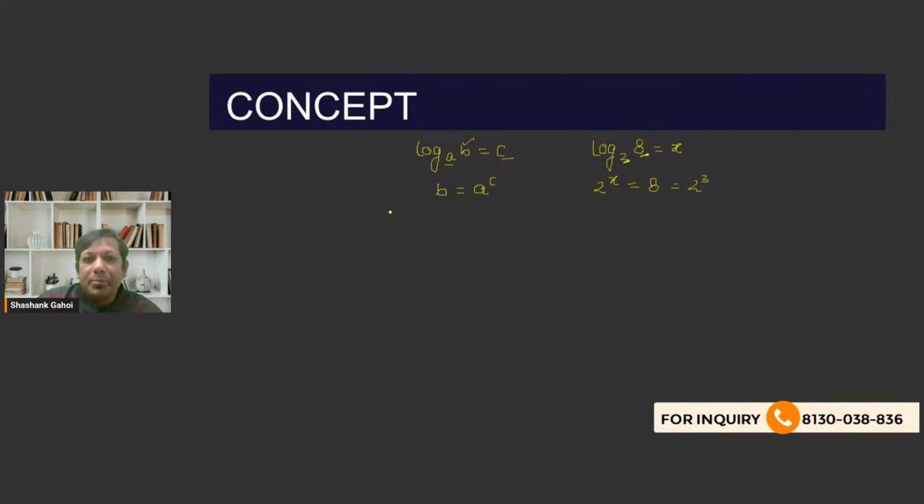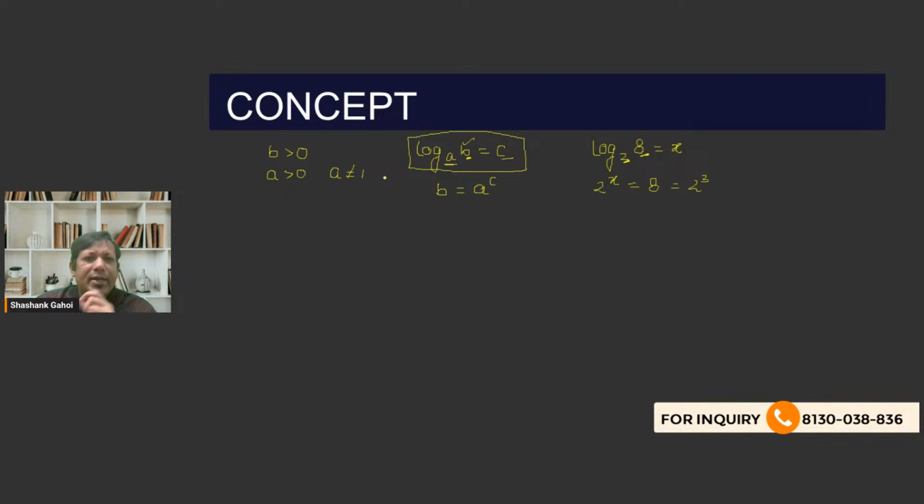Now what are the conditions? If I'm writing like this, then what are the conditions we are going to assume? Inside the log, I'm talking about the number b. You can never have a negative number, as well as you can never have a number that is equal to 0. It means b should always be positive. Now what is the condition on the base? Base should be positive. The base can never be negative, it is always going to be positive, as well as the base also cannot be equal to 1.